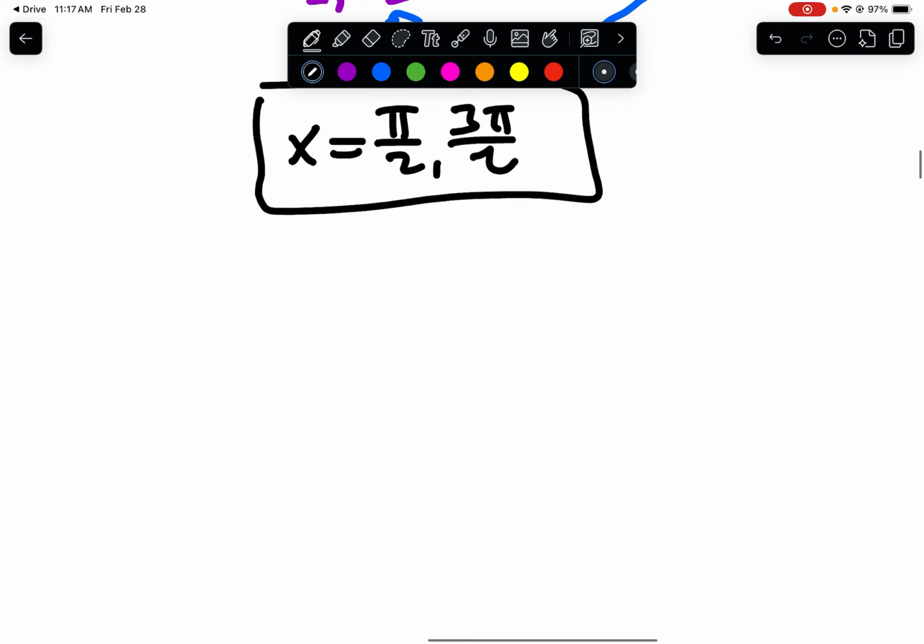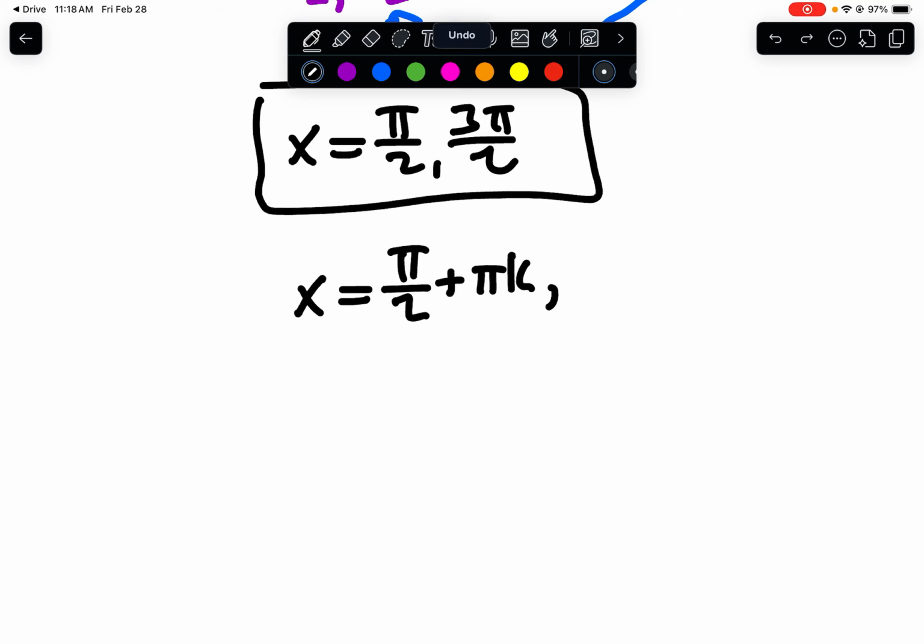Now, in terms of all possible solutions, the pi over 2 and 3 pi over 2 are across from each other. So we can write it as a single equation, plus pi k instead of 2 pi k, where k is an element of the integers. Ta-da.